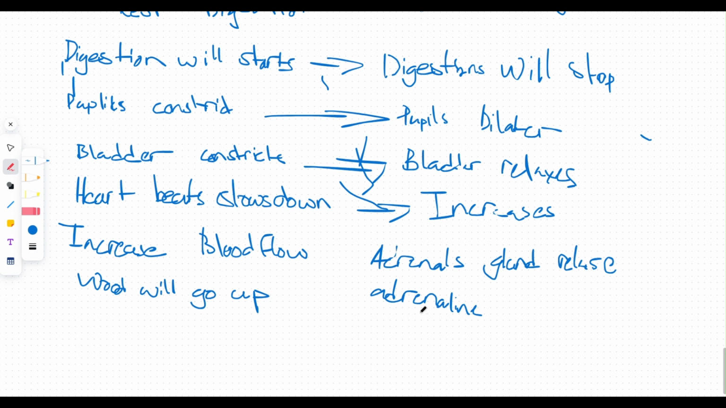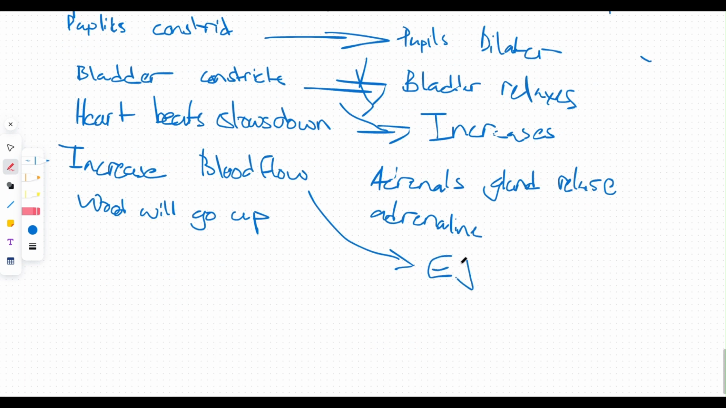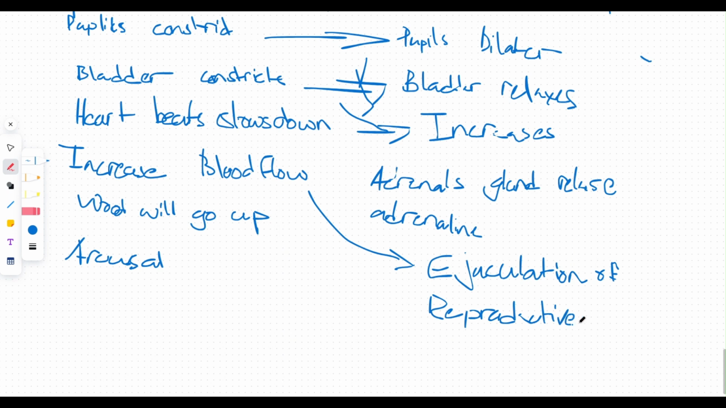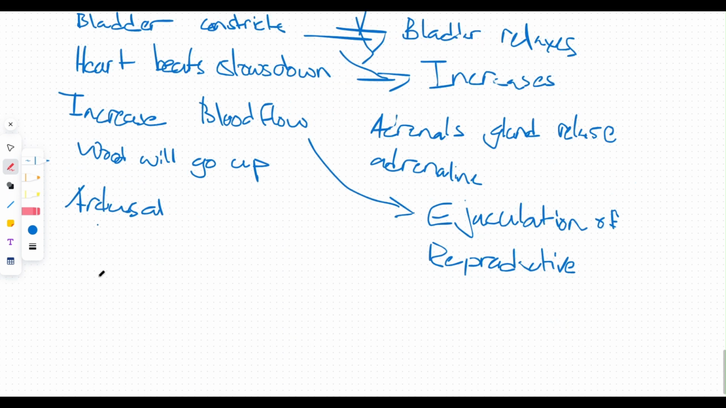Your blood flow and your reproductive organs, right? It promotes ejaculation of reproductive organs. So this is arousal, right? This is why I said your wood will go up. But anyway, this is arousal and this is ejaculation of reproductive organs, right? So for example, in a male, just think of this as your point, and this is your shoot button.